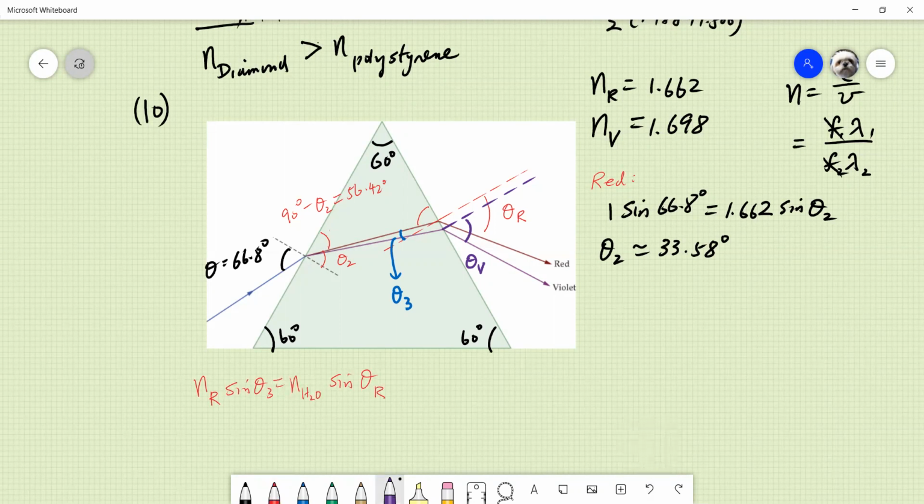Now, how can I find theta 3? One thing I know, I have to find this angle. What is this angle equal to? This angle should be equal to 180 minus 60 minus 56.42. I'm talking about the triangle here.